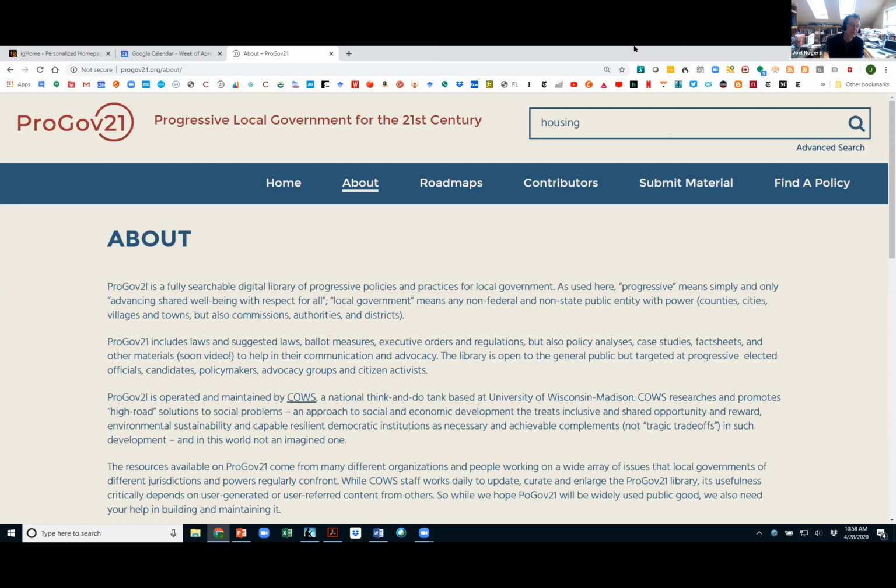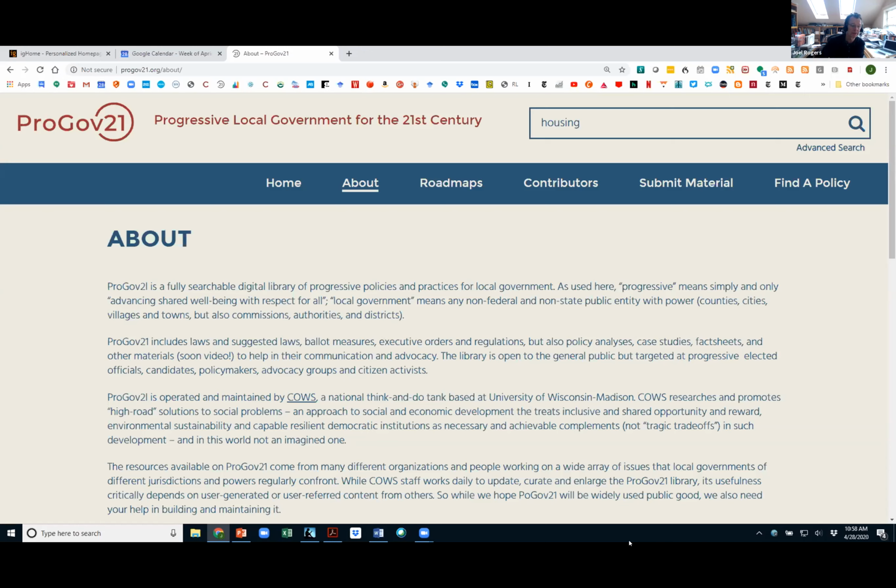That could be a county, a city, a village, town, a commission, authority, a board, a district, whatever. And what is up here at ProGov 21, and please, use this thing, kick the tires, improve it with us, get us comments, whatever, more on that in a second. But what's up here are thousands of laws, suggested laws, ballot measures, executive orders, regulations, policy analyses, case studies, fact sheets, other materials. Soon we're going to be doing a bunch of video to help you in communicating and advocating for these basically very good things.